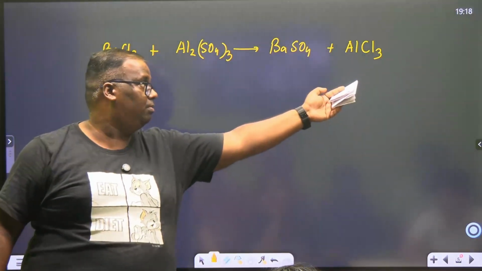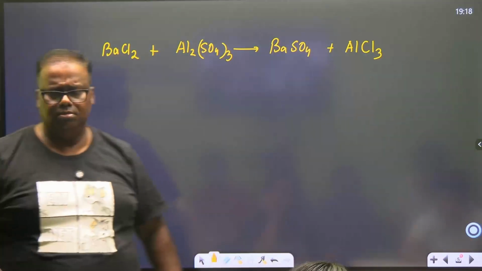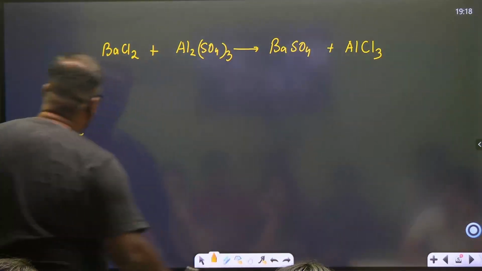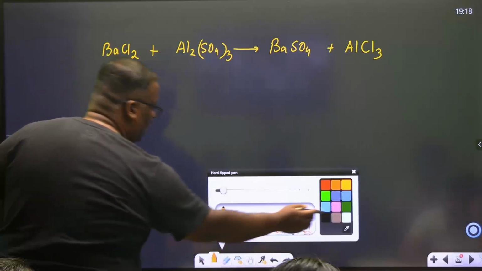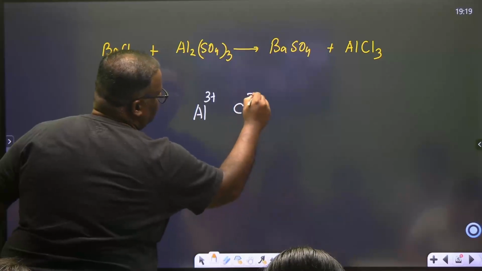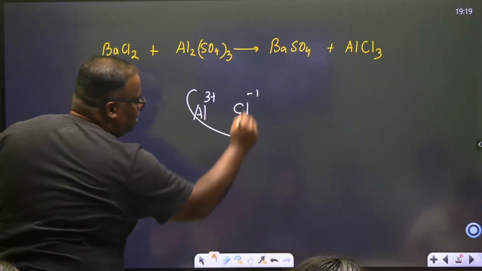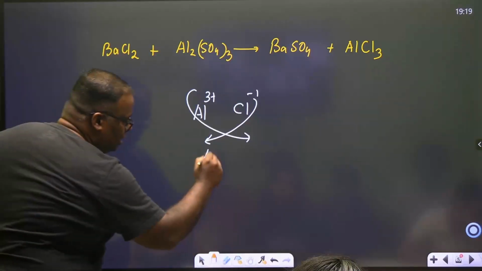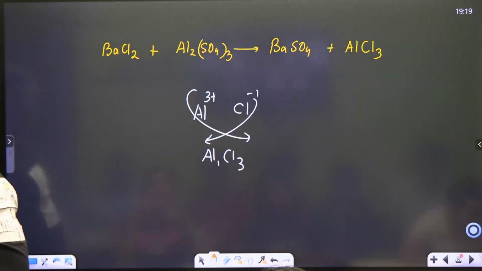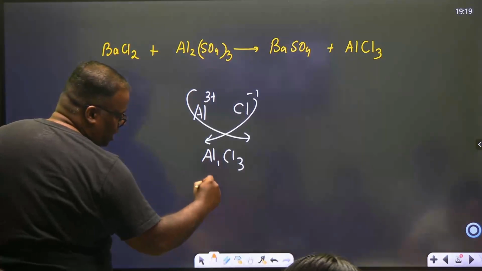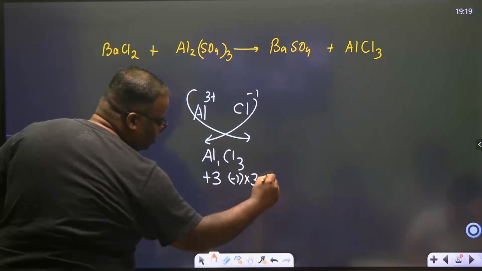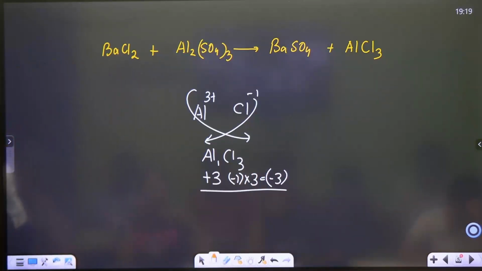Ananya, what is the problem? Cl having 2. Then I will have to take you to grade 9. Come on. Very good. I love these discussions. Aluminium is 3+. Cl is 1-. Al takes 1. Cl takes 3. Marriage done. Now look at its charge. Each aluminium is +3. Each chlorine is -1 multiplied by 3, which is -3. Neutral.